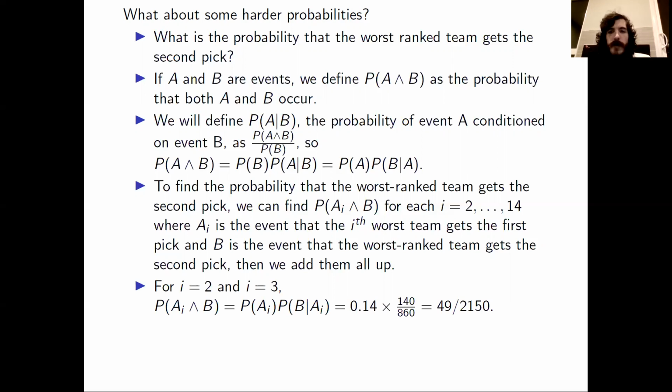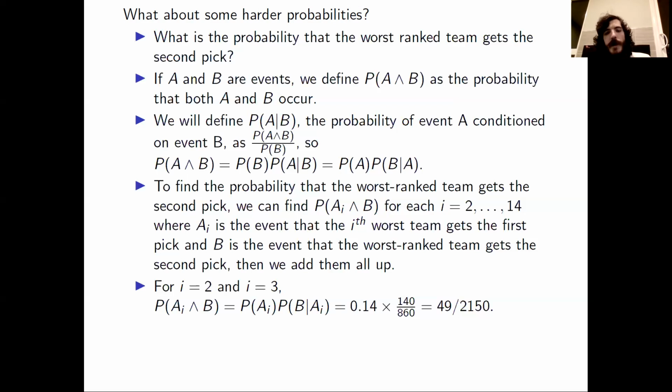Now, if i equals 2 or if i equals 3, we're going to get the same number for either of those two values of i. So P of A_i and B, in this case, is going to equal P of A_i times P of B conditioned on A_i. So first, let's look at P of A_i. This is the probability that the second worst team gets the first pick. The probability that the second worst team gets the first pick is the number of combinations assigned to the second team divided by 1,000. The second worst team is assigned 140 combinations. So we get 140 divided by 1,000, which gives us 0.14. And that is our value for P of A_i.